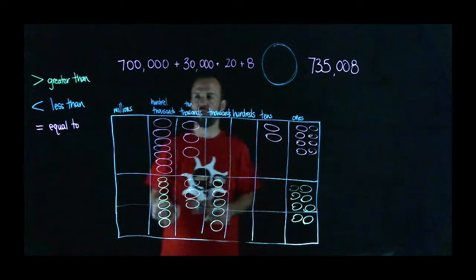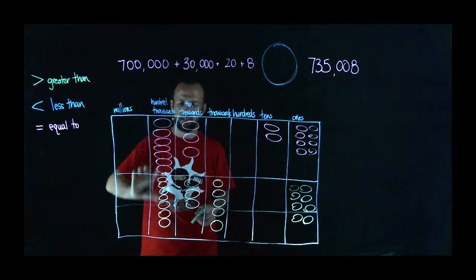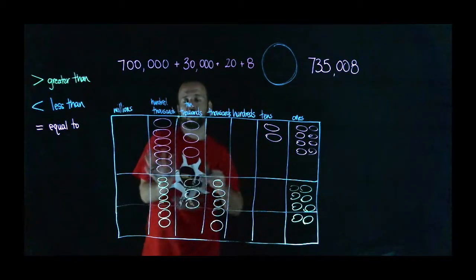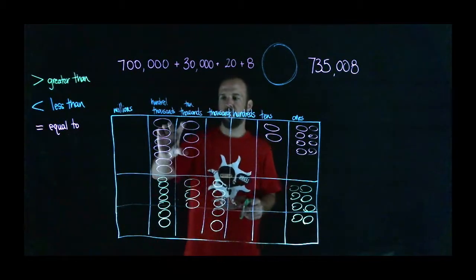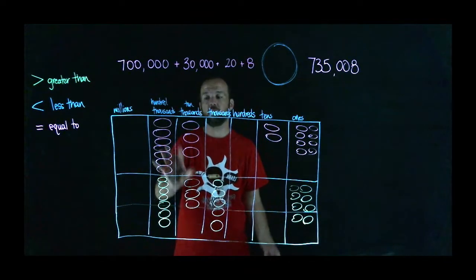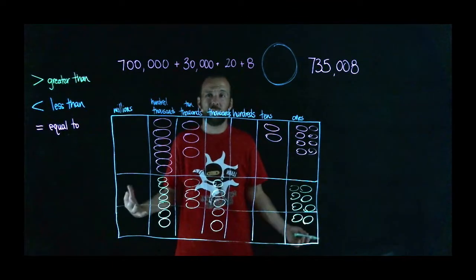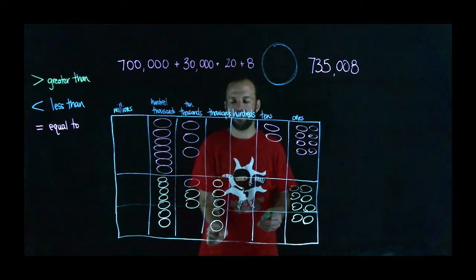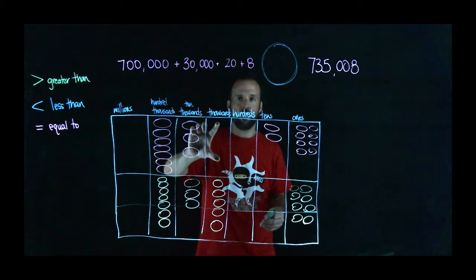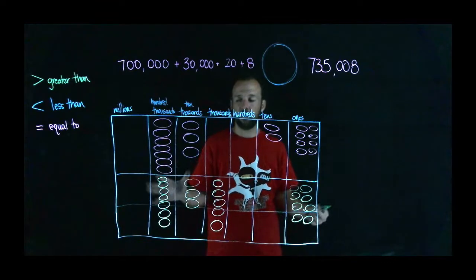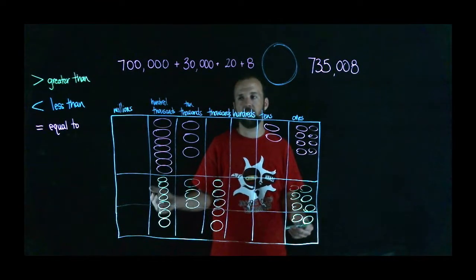If I start with my 100,000s, I have 700,000s here and 700,000s here. So they're equal there. I'm going to have to slide to my next place value. I have 3 10,000s here and 3 10,000s here. So again, they're equal. I've moved 2 spots and they're equal, so I can't compare them that way. I'm going to move next to my thousands place. If I look, I have no thousands, but I have 5,000s here. So that means right off the bat, this is our greater number.